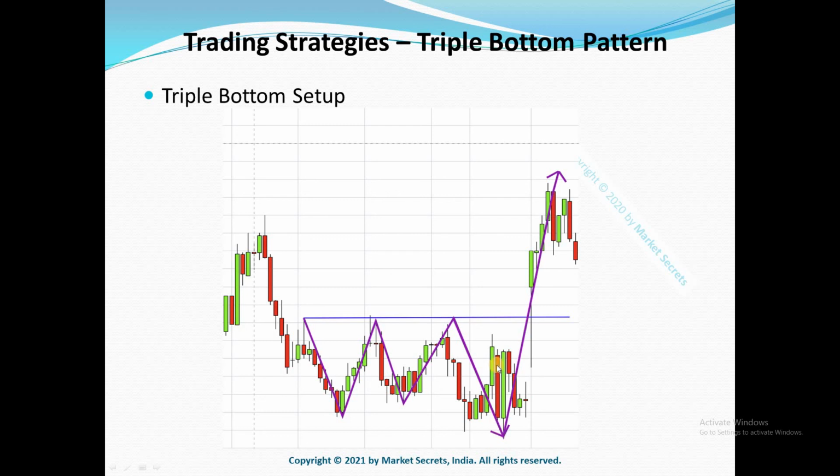The target for this pattern is arrived at by measuring the height of the valley from the trend line. So if the height of the valley is 100 points, then the technical target is 100 points from the breakout line or the trend line.